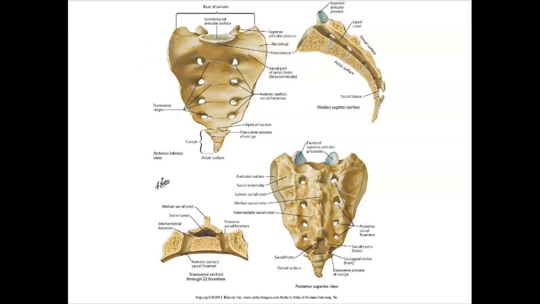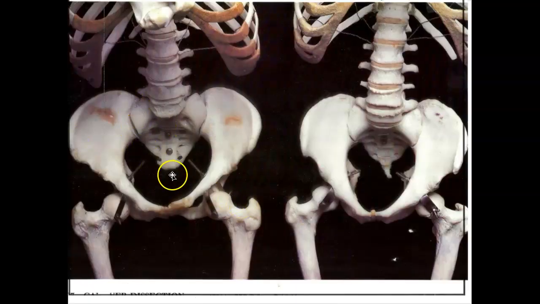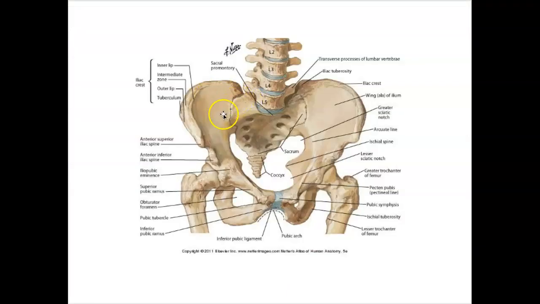Again, if we show this here, we'll show this one here. You can see the sacrum on the bottom of the lumbar spine and the right coxal bone here and the left coxal bone. I think it's easier to see it from the front, how it attaches.